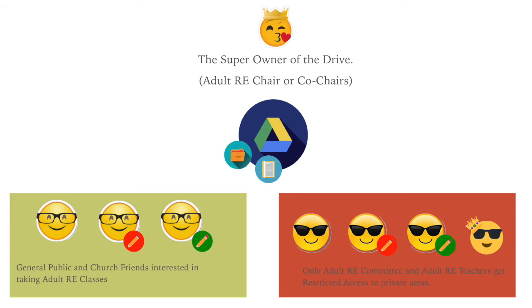For the purposes of the lesson, we are all members of the Adult RE committee at our church. We have a chair who's going to be the super owner of our team Google Drive. Because they're the chair, they get the adultre@orlandouu.org email.